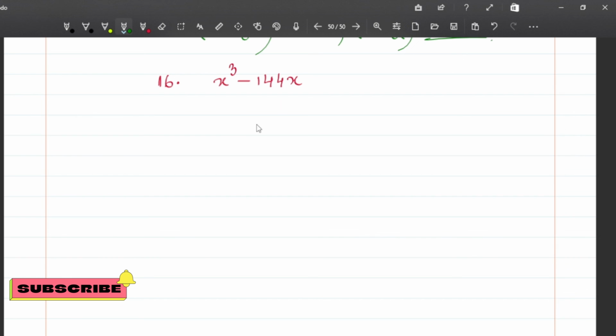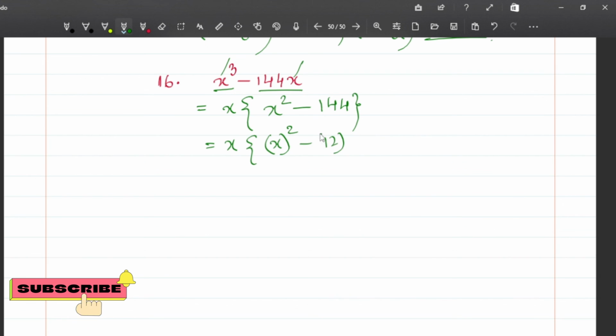Let's start sum number 16. Here first we take common x from the first and second term. So we get x square minus 144. Hope you will understand these sums very easily. Now expand: x plus 12 multiply x minus 12. That is your answer.